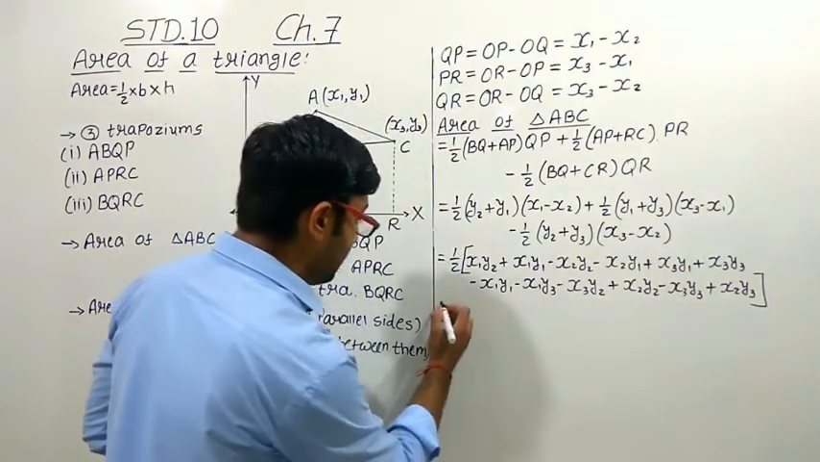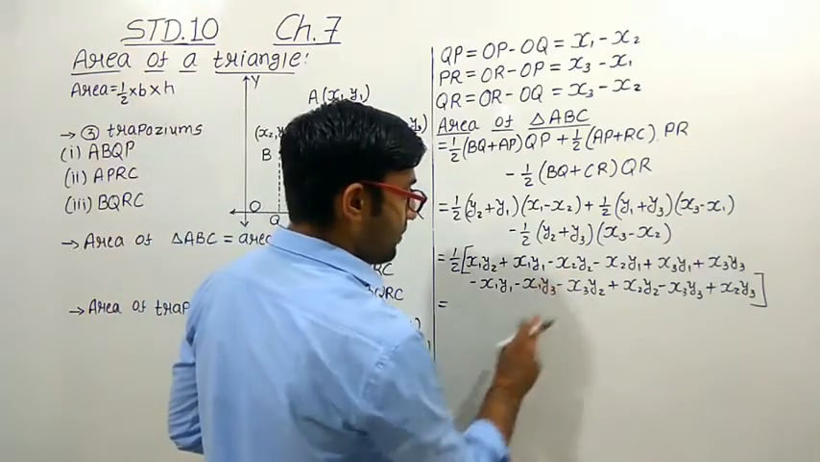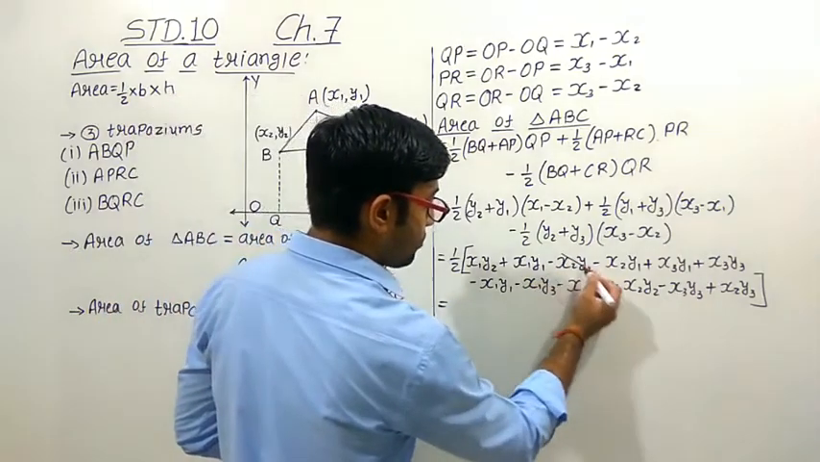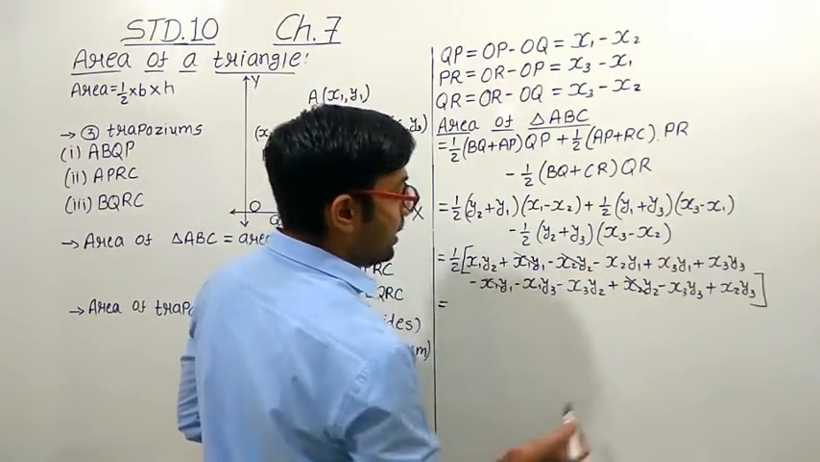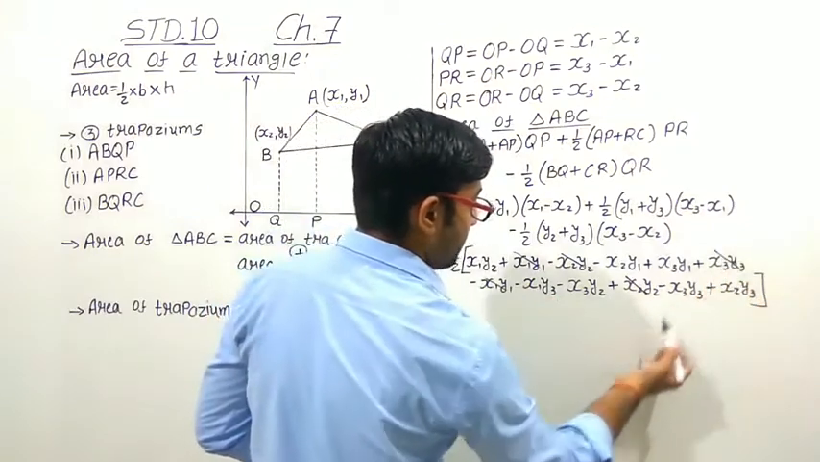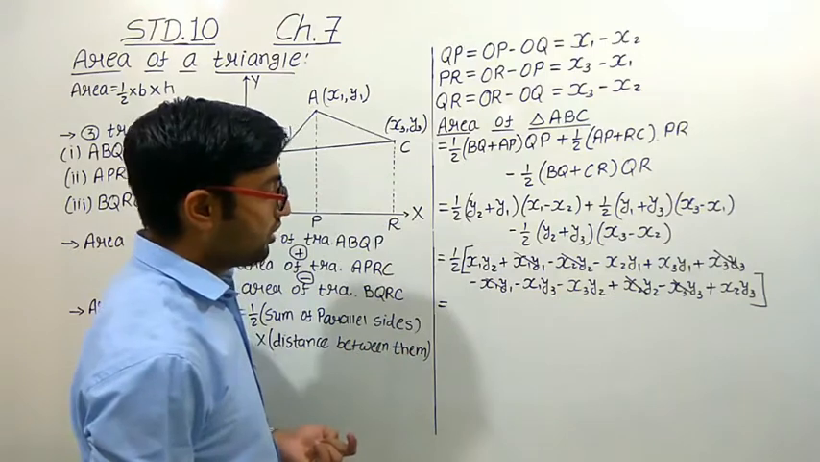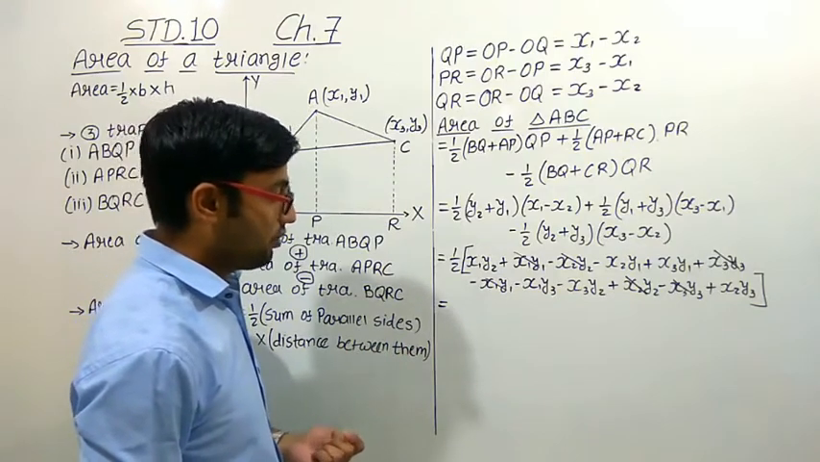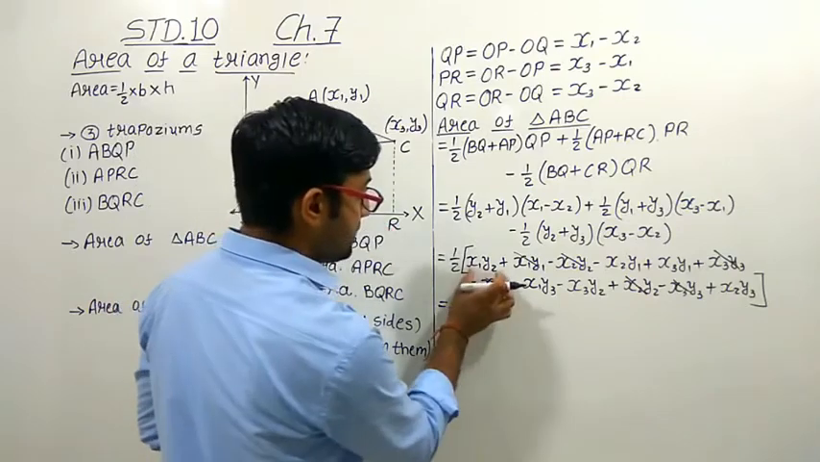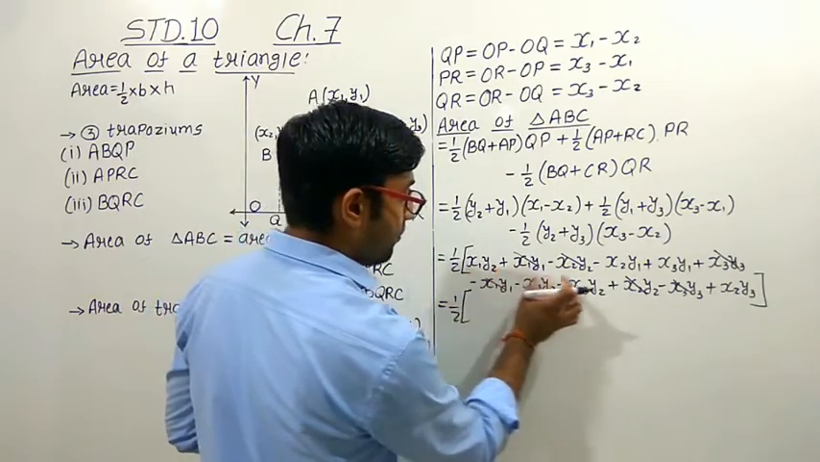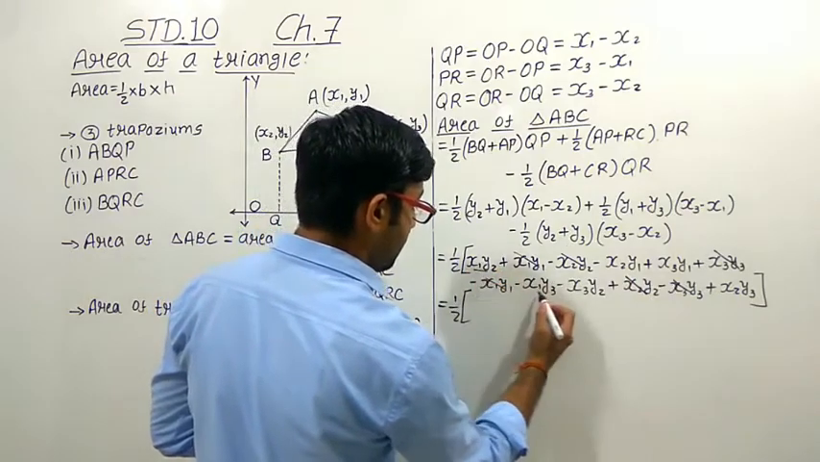Now let us simplify. What are the equal terms? We have to cancel them out. x2 y2 is minus here, x2 y2 is plus here, so they cancel out. x1 y1 plus, x1 y1 minus, and x3 y3 plus here, x3 y3 minus here. So all the terms that we can cancel, we have done. Now write down one half as it is. Now see, this is x1 y2. Find which terms have x1: x1 y2, x1 y3.